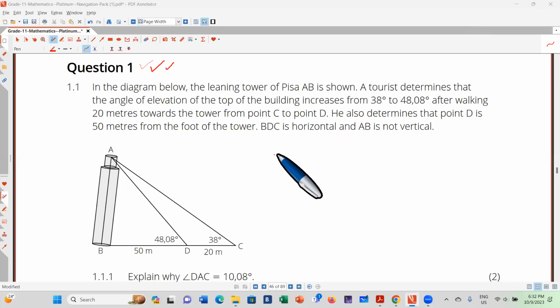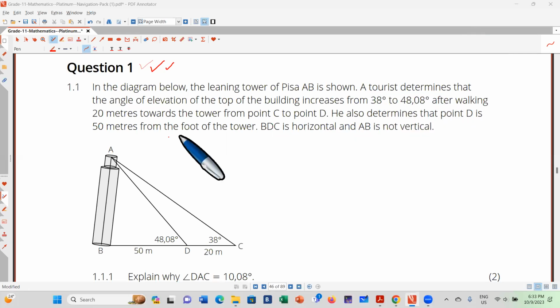Right. We're going to start by looking at a review of Term 3 work on triangles, mathematics. So we're going to be looking at, in the diagram below, the Leaning Tower of Pisa. AB is shown. We have this Leaning Tower, and it's shown here.